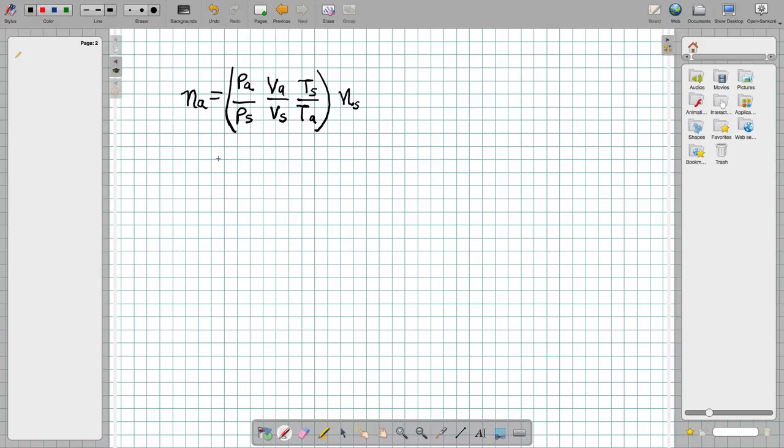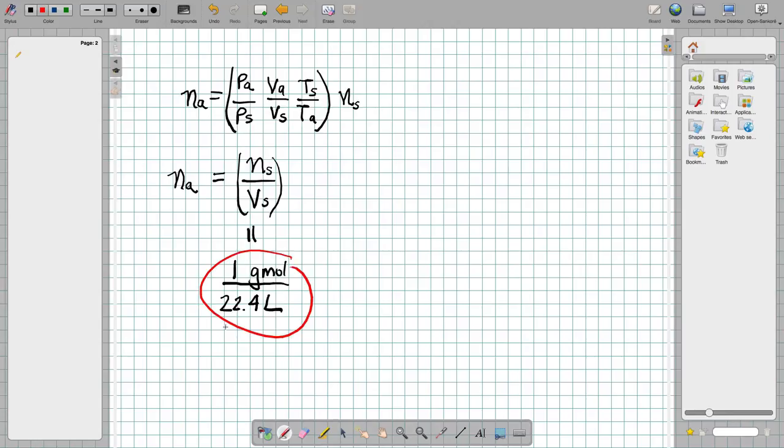And you can actually rearrange this one more time so that you isolate the number of moles at standard condition divided by the volume at standard conditions. That we know is equal to 1 gram mole occupies 22.4 liters. That's the number that I said you need to memorize. So you'll always know that and have that in your hip pocket. And then we rearrange this equation above.